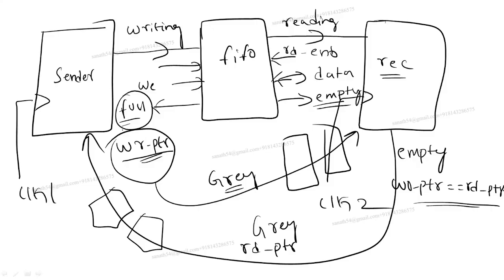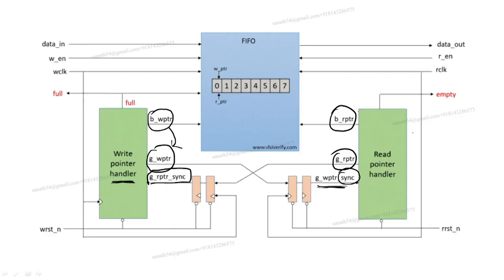That means whatever the full signal you are getting towards the sender side, and the empty signal you are getting at the receiver side. Okay, and gray code is there, so you are converting this gray code. Before this, there is a FIFO write operation, and the write operation is happening towards the write pointer, and the read operation is happening in the read pointer. Okay, that I told you.